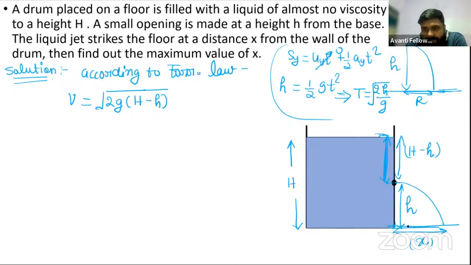So here this height will be measured from this bottom. So this height would be considered as small h. So time taken to come out will be root 2h by g. Now range.